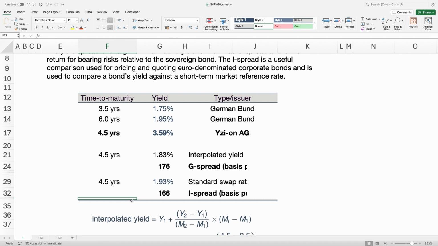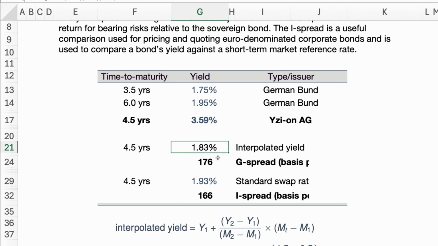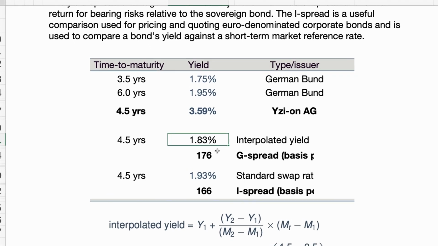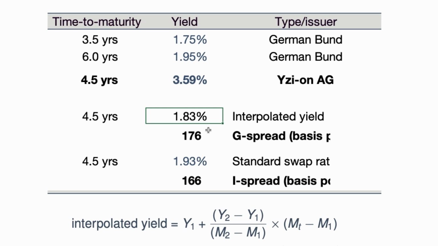The interpolated yield for the sovereign bond yield is 1.83% and the G-spread for the Easy Onage bond is thus 3.59% minus 1.83%, 1.76%, or in basis points, 176 basis points.